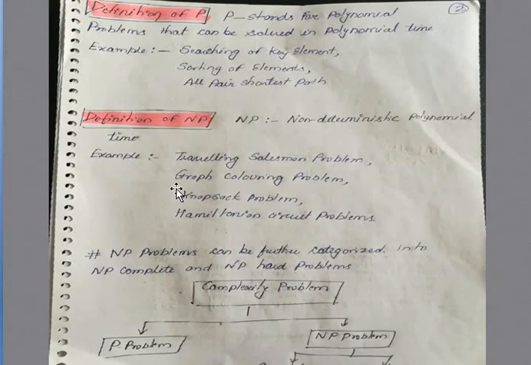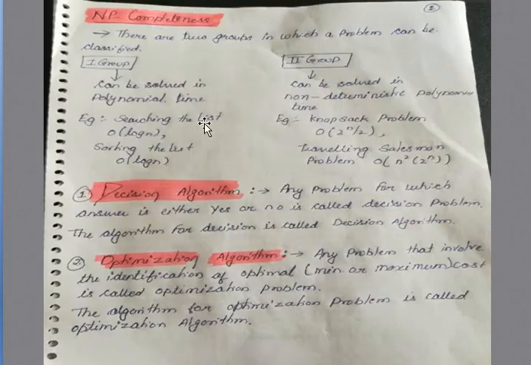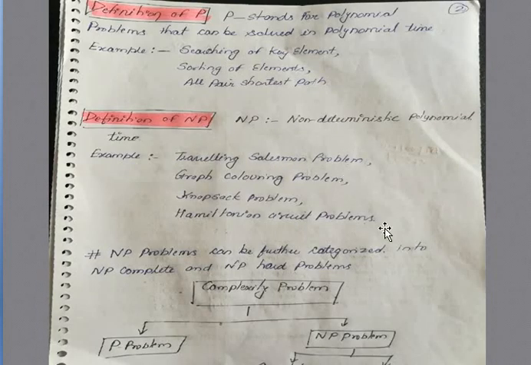Now we'll see the definition of P. P stands for polynomial. The problems that can be solved in polynomial time, as I just discussed, are searching, sorting, and the all pair shortest path algorithm. And the definition of NP, that means non-deterministic polynomial time: these are problems solved in non-deterministic polynomial time. Examples: traveling salesman problem, graph coloring, knapsack problem, Hamiltonian circuit problem.